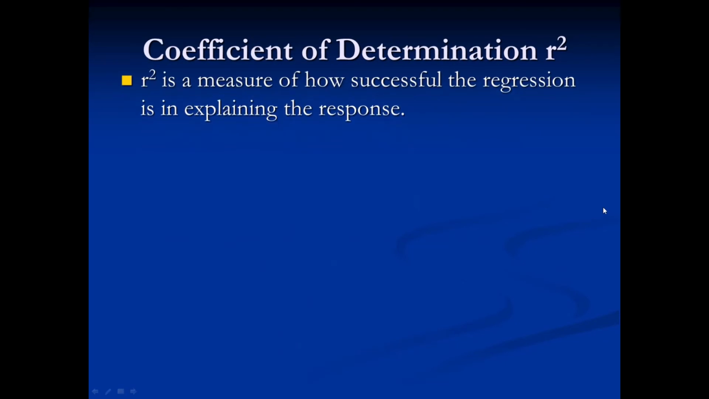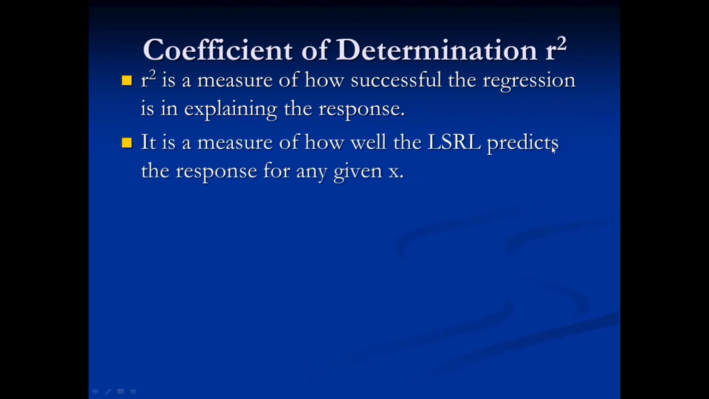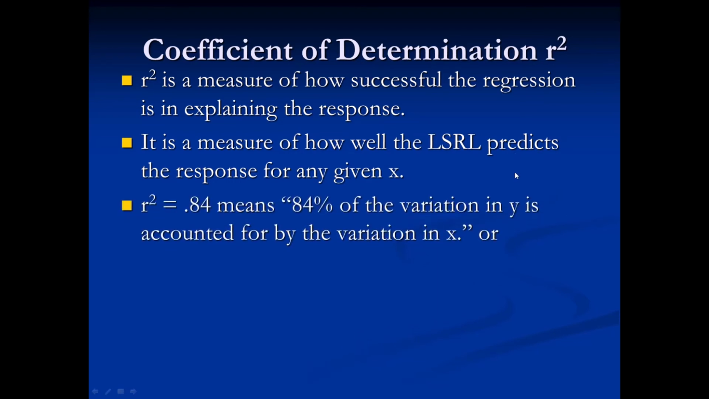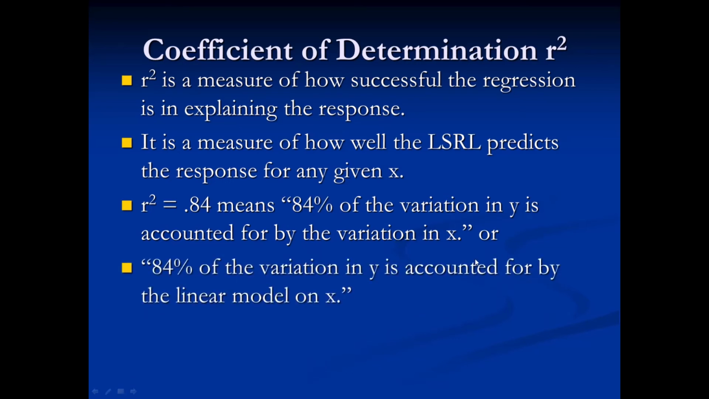All right, r squared is a measure of how successful the regression is in explaining the response. It's a measure of how well your LSRL predicts the response for any given x, given that we're in a linear model. So r squared means that 84% of the variation in y is accounted for or explained by the behavior in x, or 84% of the variation in y is accounted for by the linear model on x.